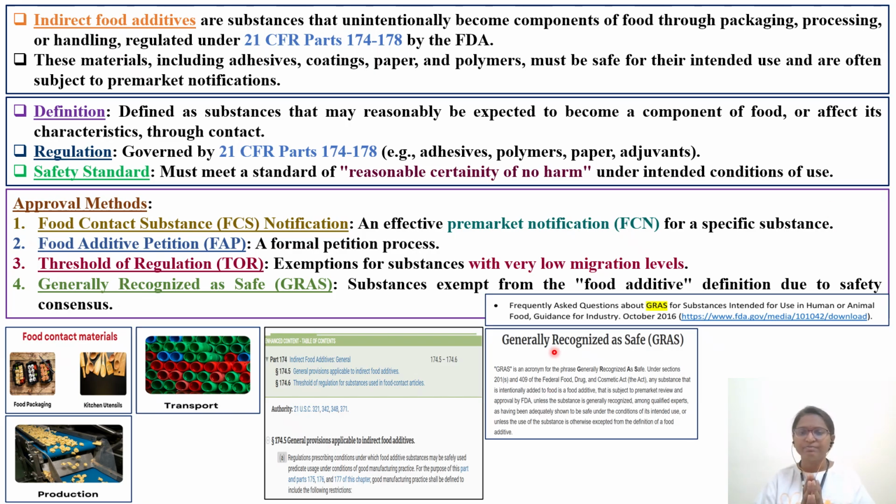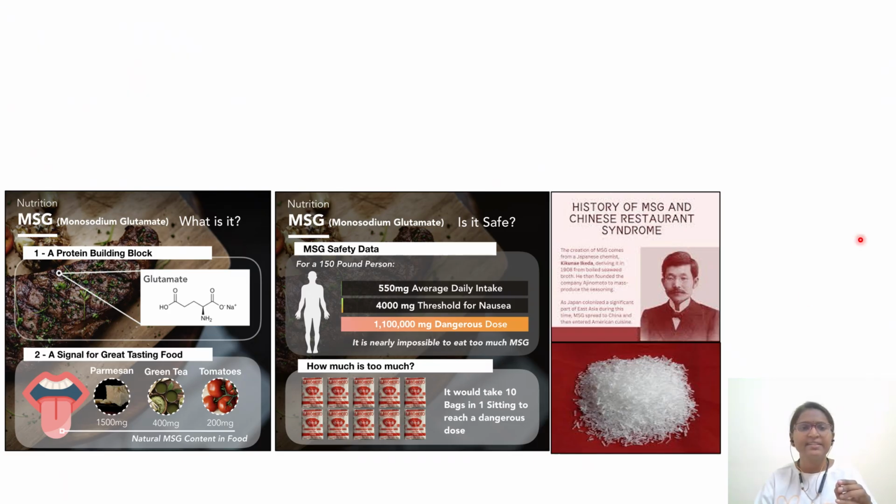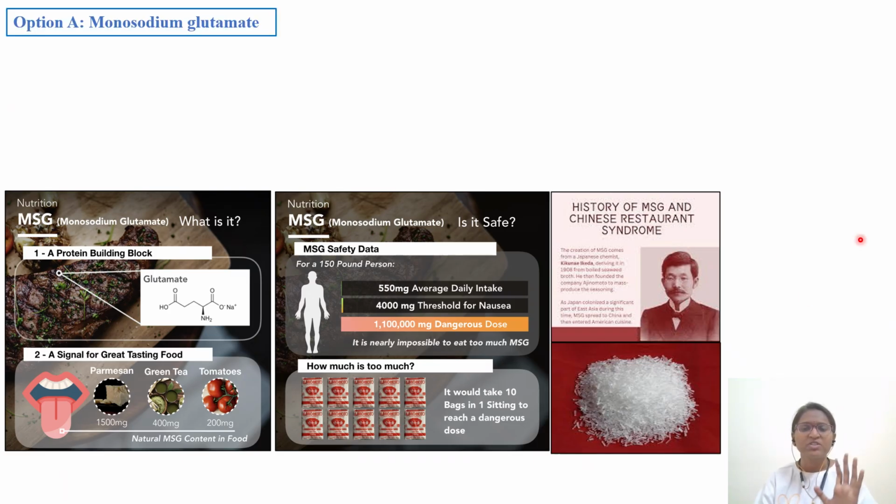And remember, GRAS is given in the DABT brochure. If you see page number 17 or 18, under the references section they have given it. This is the thing you have to read. They have given the link also. In that, frequently asked questions about GRAS is there, which is a part of the syllabus. Please go back and read this document, which is around 11 to 12 pages. Try to read about the GRAS definition also. Then we'll see option A. Why option A is not an unintentional food additive, we'll see.